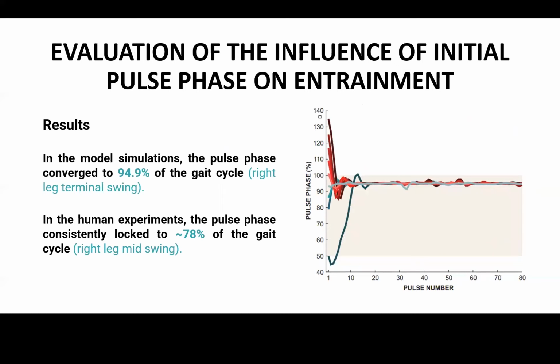We also evaluated the influence of initial pulse phase on entrainment, and from our model simulations, the pulse phase converges to 94.9% of the gait cycle, which corresponds to the right leg's terminal swing. However, from prior human experiments, the pulse phase consistently locked to 78% of the gait cycle, which is the right leg's mid-swing.